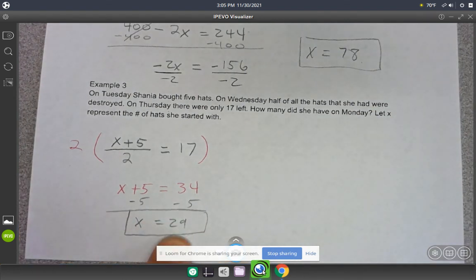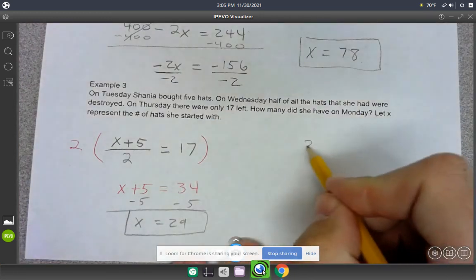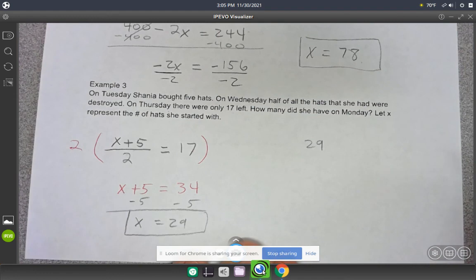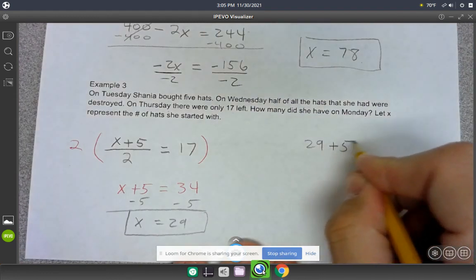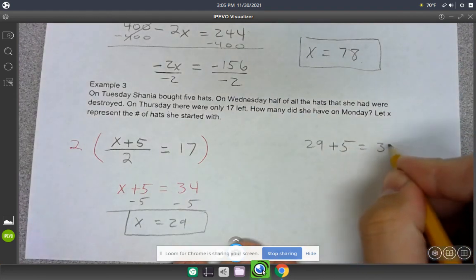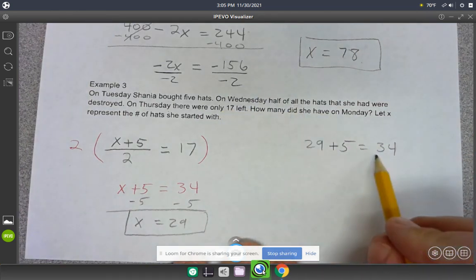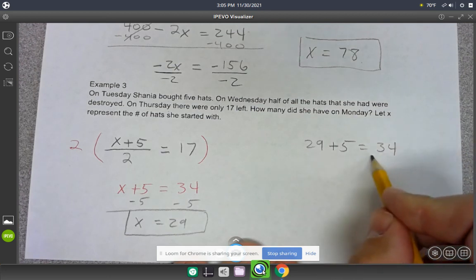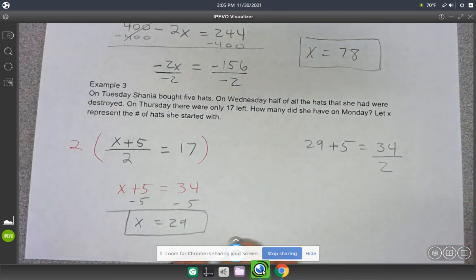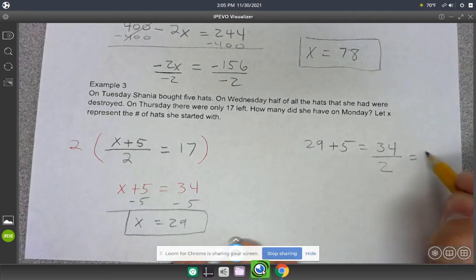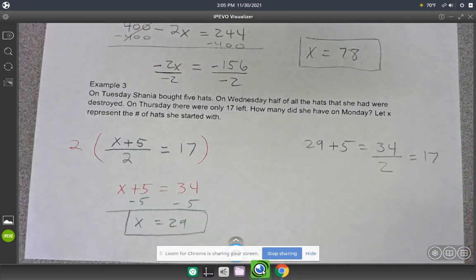So I would take this answer and actually run through the situation just to make sure that you get 17 hats. If she started with 29 and she bought 5 more, now she would have 34 hats. And then on Wednesday, half of all of these were destroyed, so I'm going to divide that by 2. And you see that that comes out to be 17. And that's what we were expecting. That's what we wanted to happen. All right.